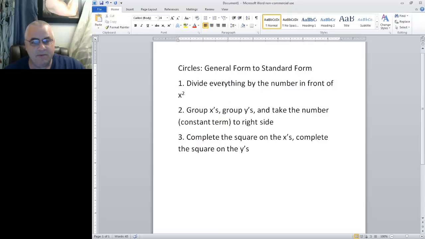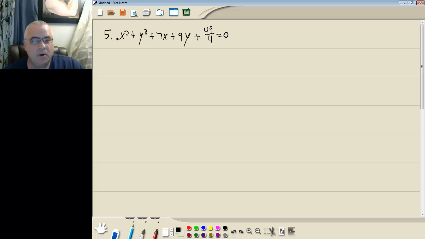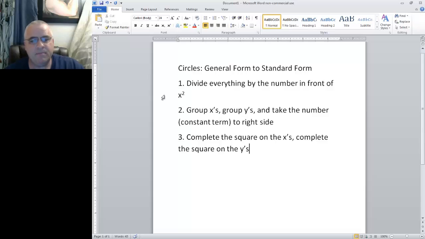Now, I don't have an example of this using the first step, but it does exist if you do run across those problems. Like if I had a 5 before the x squared, I'd have to divide everything by 5. By the way, if you have a 5 before the x squared, you will automatically have a 5 before the y squared. If you don't, it's not a circle. Okay, so we'll go down to step 2.